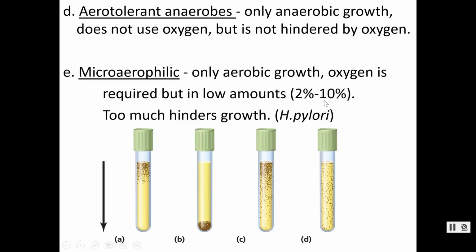And this is not atmospheric. This is 2 to 10% concentrations. If they have too much oxygen, they'll stop growing. If they don't have a little bit of oxygen, they won't grow. So they're in this sweet spot here with just small amounts of oxygen. There's lots of places that have reduced amounts of oxygen. One example of this is Helicobacter pylori. This is an organism that is actually found in our stomach and can cause stomach ulcers. I think we have a case study that we can look at later for this.